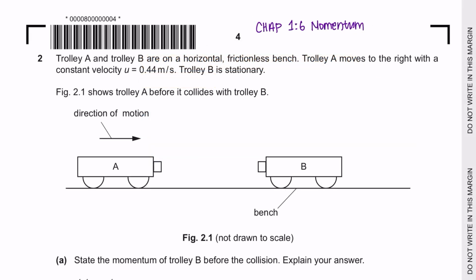Next, Question 2 is from Unit 1.6, Momentum. Trolley A and Trolley B are on a horizontal frictionless bench. Trolley A moves to the right with a constant velocity u equals 0.44 meters per second. Remember, u means initial velocity and v stands for final velocity. And trolley B is stationary.